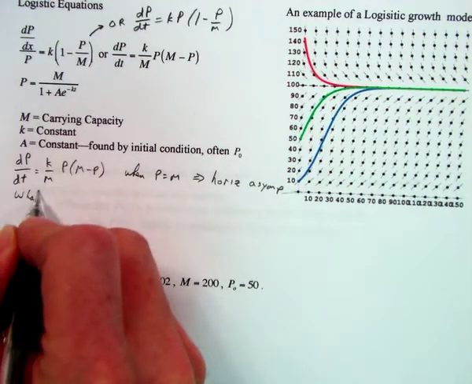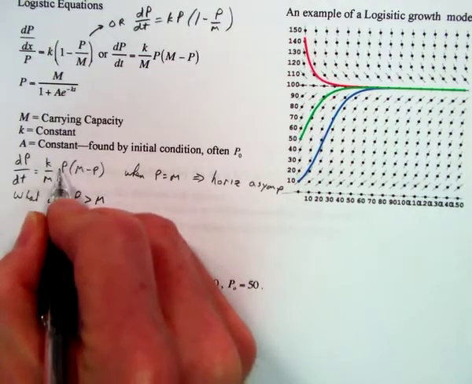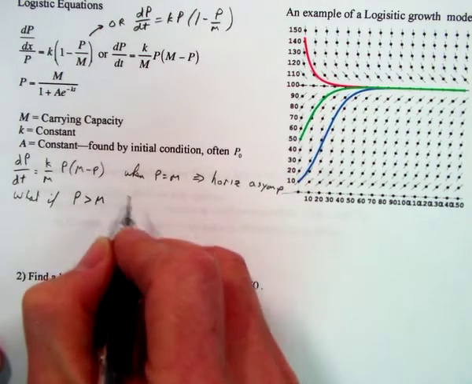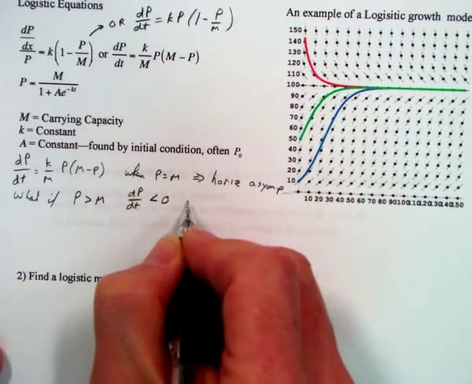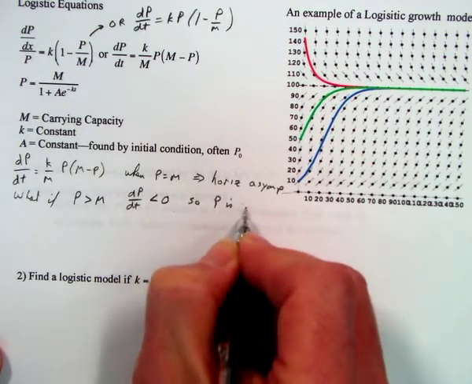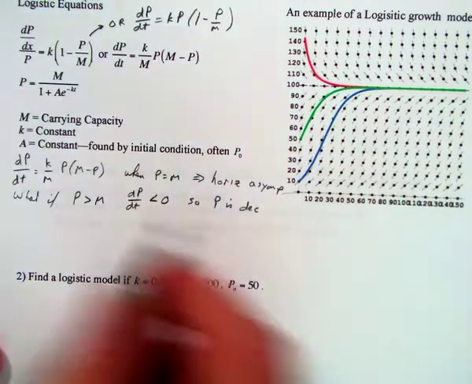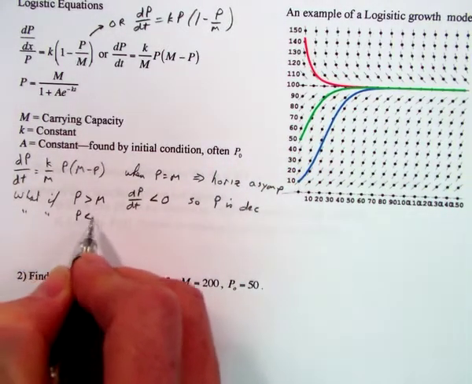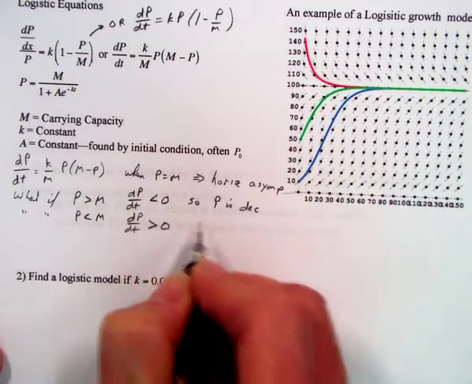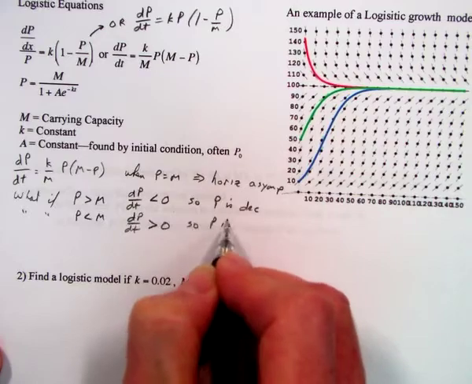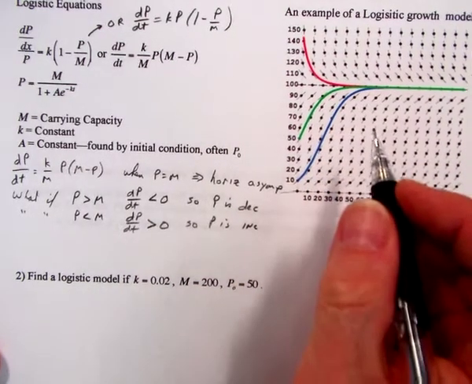What if P is greater than M? When we're looking at this, P is positive. If it's greater than M, then our derivative, dP/dt, is less than 0. So P is decreasing, and you can see that here in this red one. What if P is less than M? Then dP/dt is greater than 0. So P is increasing, and we're looking at that situation here. I'm assuming that P is positive here.